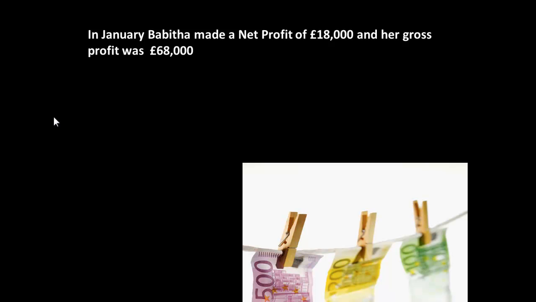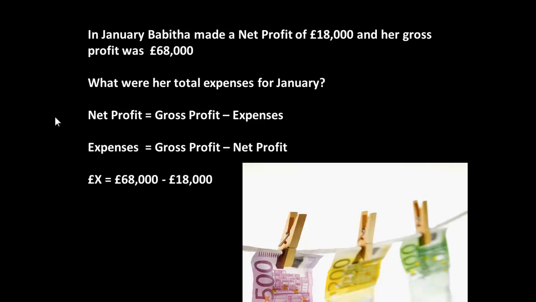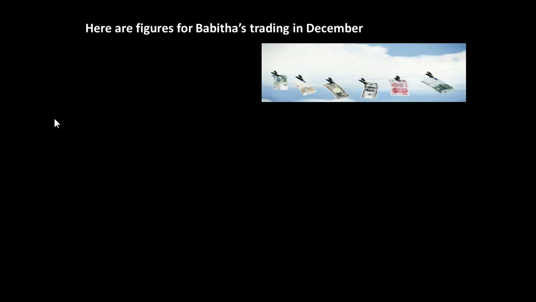Now let's look at her January figures. She made a net profit of 18,000 and her gross profit was 68,000. So can we figure out what her expenses were for January? Remember, net profit is equal to gross profit minus expenses. So expenses must be equal to gross profit minus the net profit. In other words, 68,000 minus 18,000, which comes to £50,000, and that's her expenses.